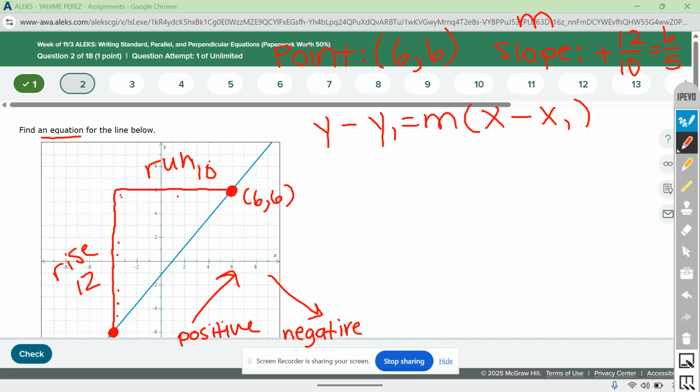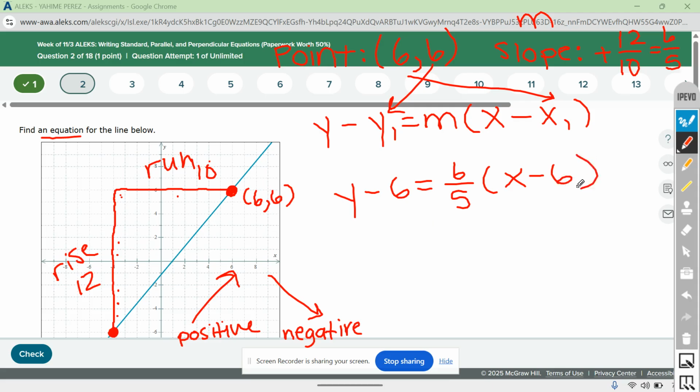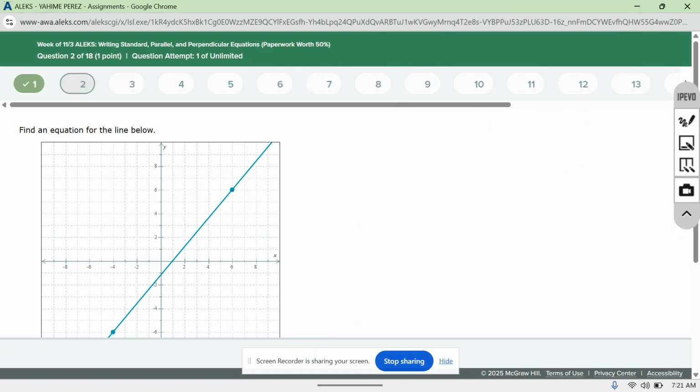All right, so I'm ready to write my equation. This will be y minus 6 equals my slope, x minus 6. All right, and that'll be your answer. It does not specify a form, so you can leave it in point slope form. Going on to 3.